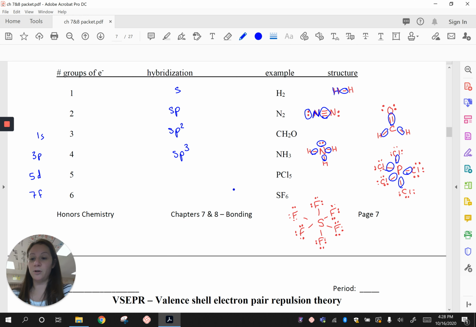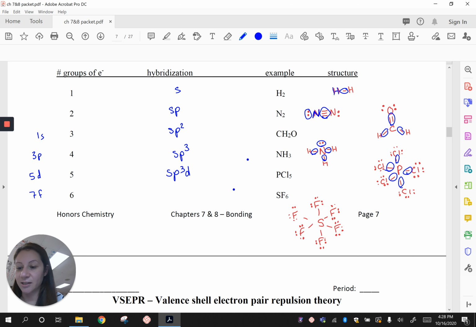So 5 orbitals mixed together. Let's see, 1 is an s. We can only have 1 s, right? Then how many p's can we have? We can have 3 p's, right? There's only 3 p orbitals. But we said there's 5 orbitals. So 1 s, 3 p's. What's the other one? It has to be a d. So it's sp3d.